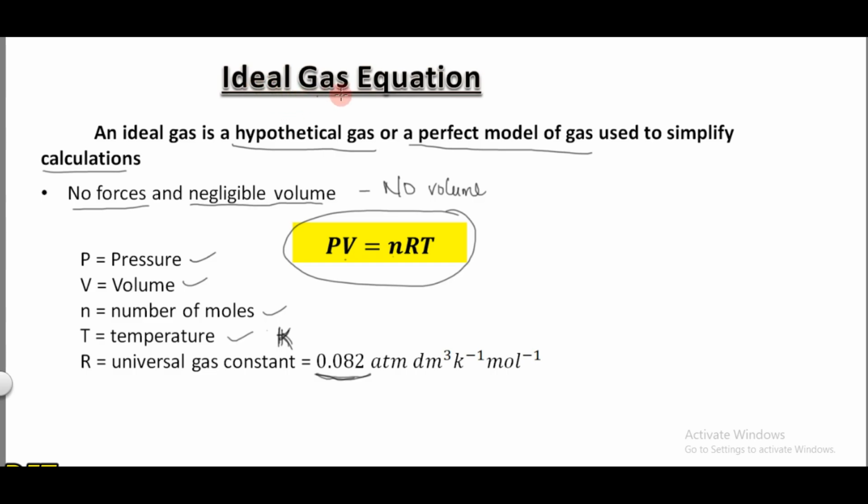So again, an ideal gas is a hypothetical gas or a perfect model of gas used to simplify calculations. Usually, such gas have no forces and they have negligible volume, that is, no volume, and that is not true. So this is the formula for an ideal gas equation. It is PV is equal to nRT.